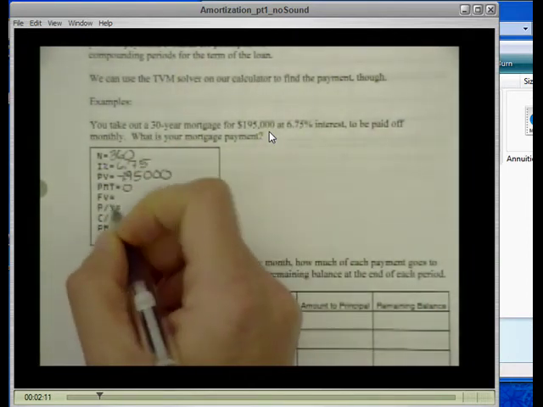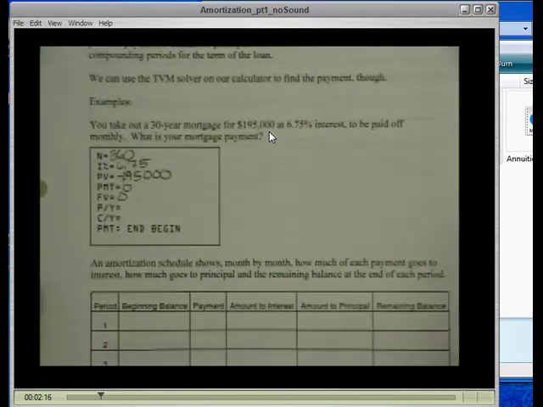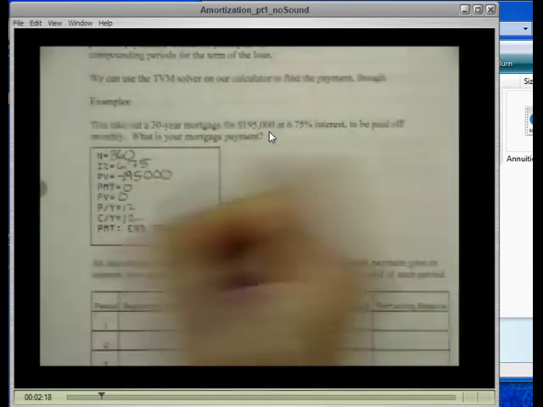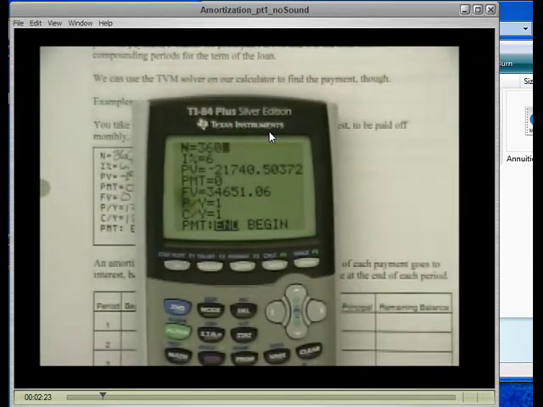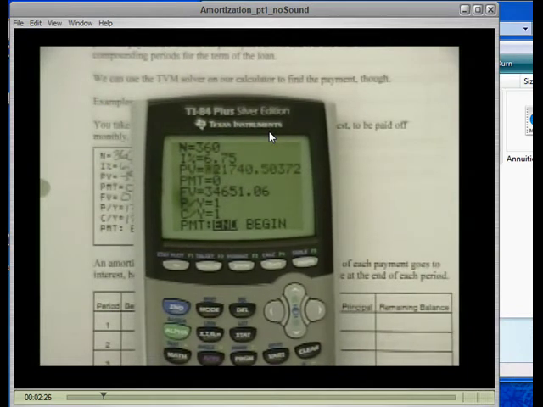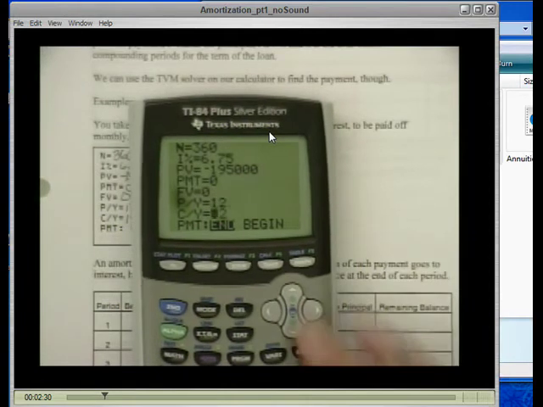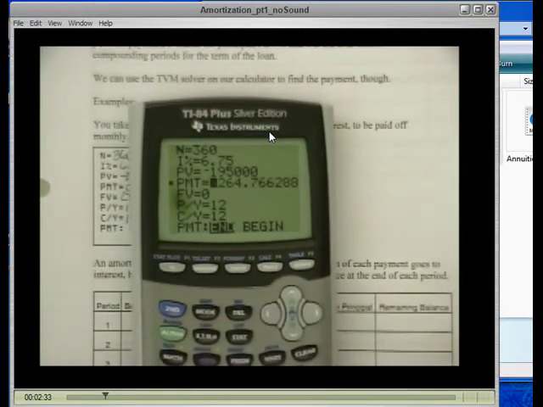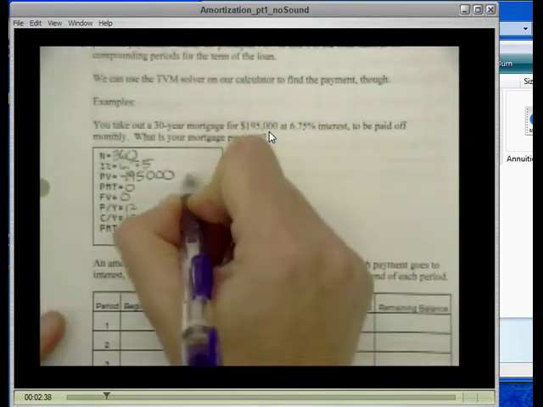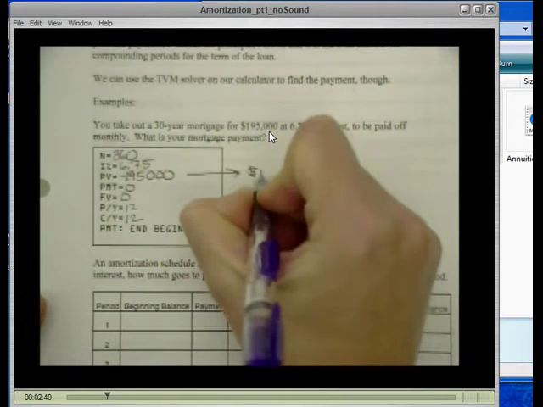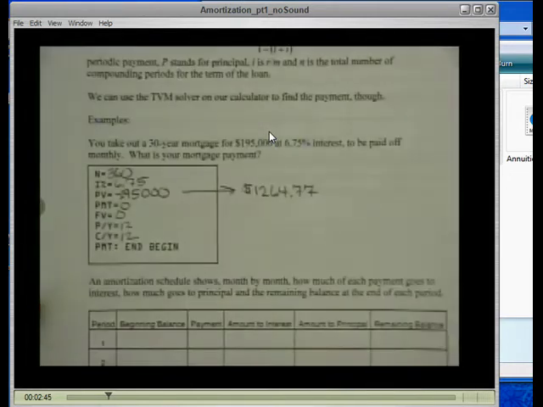Payment is what we're trying to find. We'll enter 0 there, and then later alpha solve. Future value, you don't want to owe anything at the end, so future value is 0, and there are 12 periods per year. And then we'll go back up and hit alpha enter at the payment. So 1264.77 if you round to the nearest cent. So that's your mortgage payment.